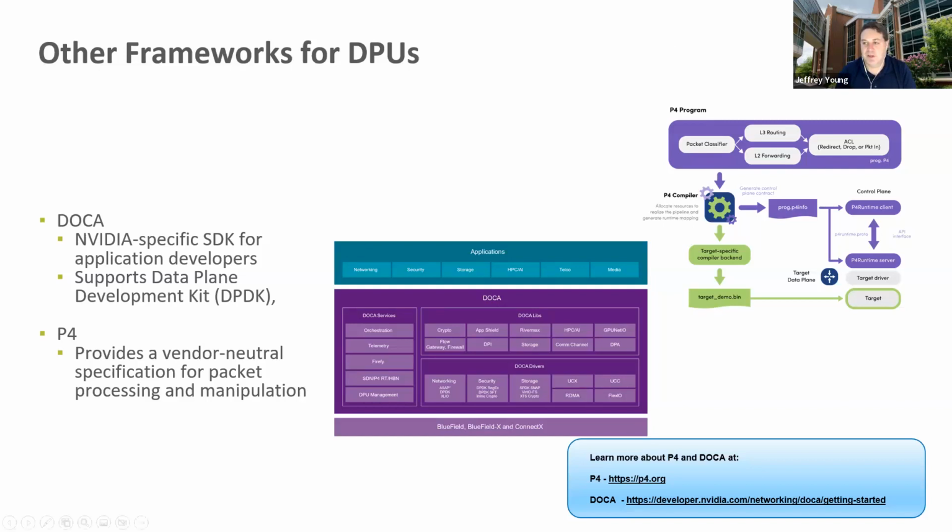And over here on the right is a figure that we pulled from p4.org that shows where you might have an application, you're doing something like packet classification, potentially routing, forwarding, or filtering, or some other operation, and then there's a compiler that maps, in a vendor neutral and potentially target specific way, to a certain piece of hardware.